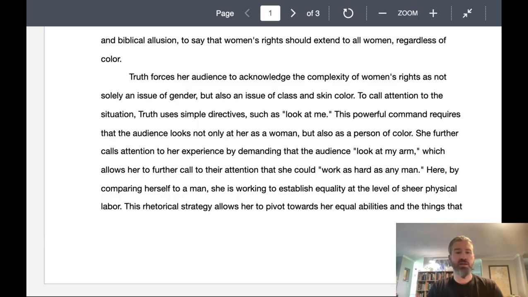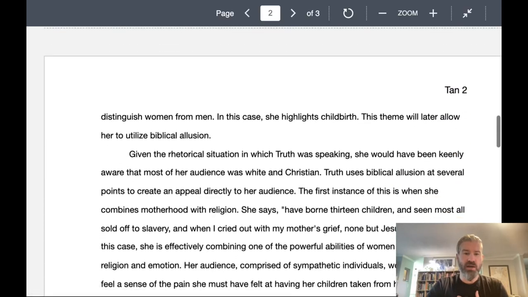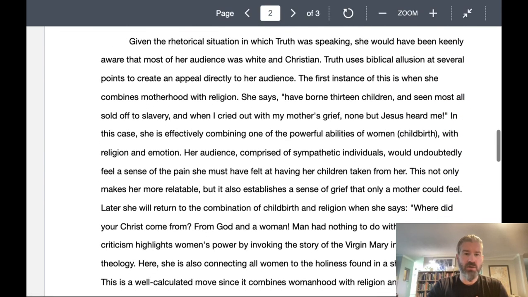One thing I'll mention is you don't see any in-text citations here, which is okay because we're only talking about one source and that source doesn't have any page numbers. So we're actually okay in that regard, just in case you were wondering. Okay, so let's scroll down here to the second body paragraph.